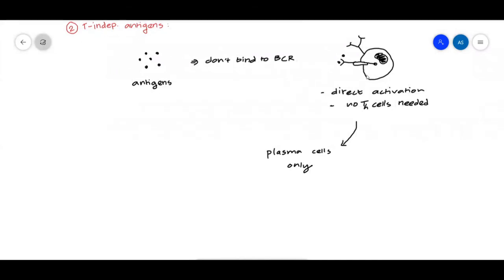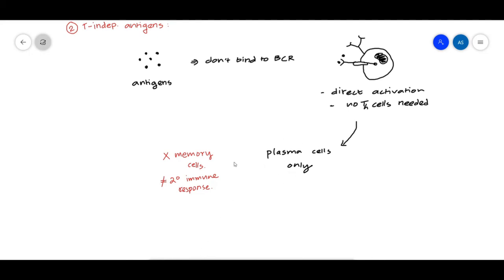So T-independent antigens can activate B cells and produce plasma cells, and there are not going to be any memory cells. So that's a disadvantage, right? Because if there are no memory cells, this means that there is no secondary immune response, because you don't have memory cells. So if you are infected a second time by the pathogen, then you're going to have to go through the entire procedure once again. And that's a disadvantage. And it's only going to produce plasma cells.